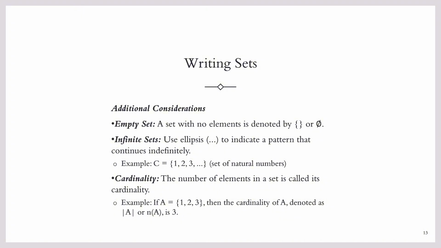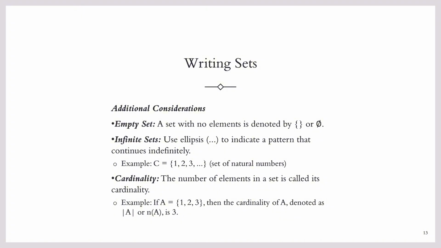So, if we are to define C as the set of all natural numbers, then we could write it as 1, comma, 2, comma, 3, comma, ellipses. So it would mean that this pattern continues. It means that our set C contains 1, 2, 3, 4, 5, 6, and this pattern continues so on and so forth.